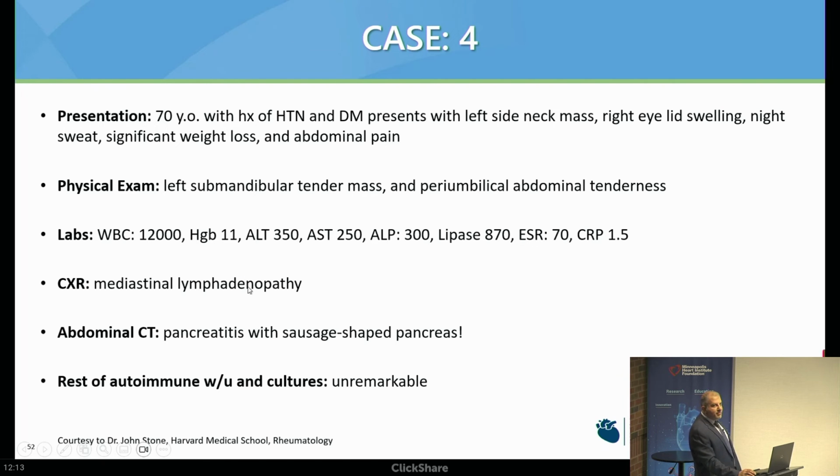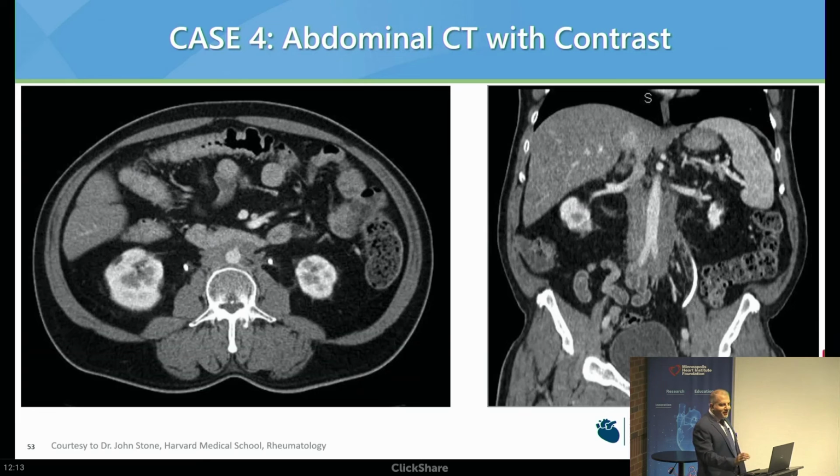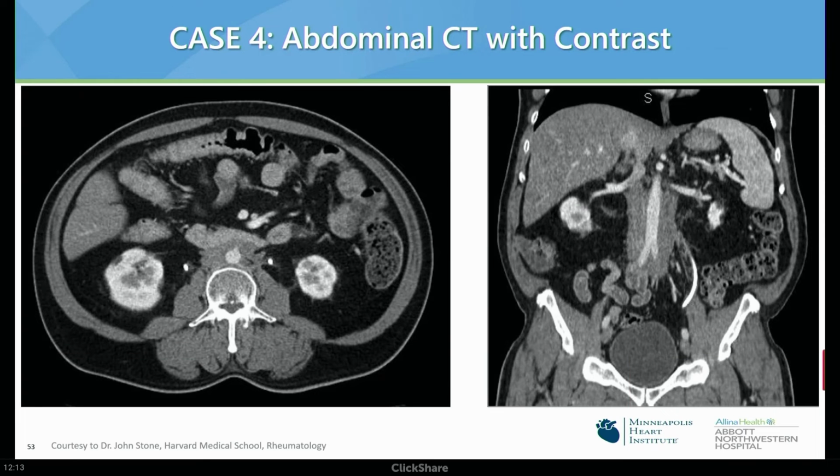Chest X-ray showed lymphadenopathy. Abdominal CT showed pancreatitis with a sausage-shaped pancreas. And then the rest of the autoimmune workup is negative. So this is the CT again. All the CTs looked very similar, as you can see. Transverse on the left and coronal on the right, showing significant abdominal aortic wall thickening right here. And this is very typical for retroperitoneal fibrosis or periaortitis, the new terminology. So look at that. The inflammation encases the whole aorta right there.